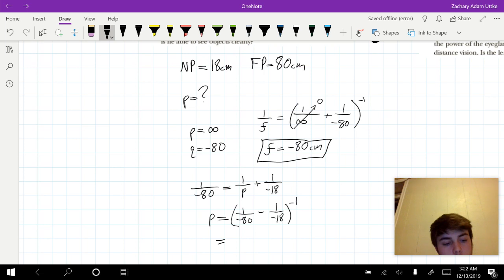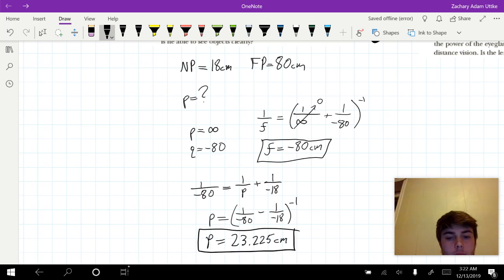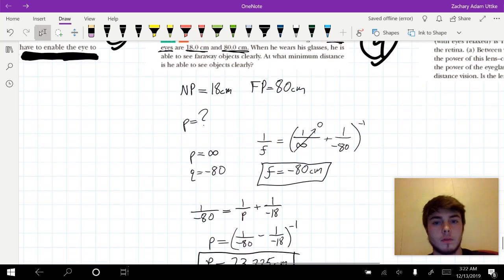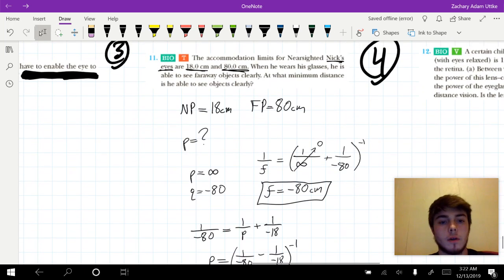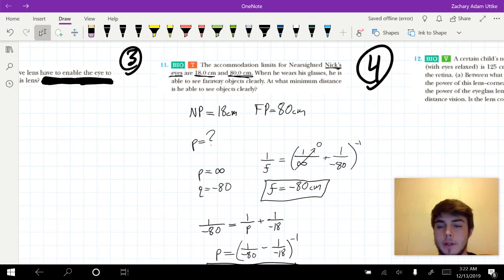1 divided by negative 80 minus 1 divided by negative 18. The inverse of that is 23.225 centimeters. Okay, so that is how you solve that problem. It's a little bit tricky.